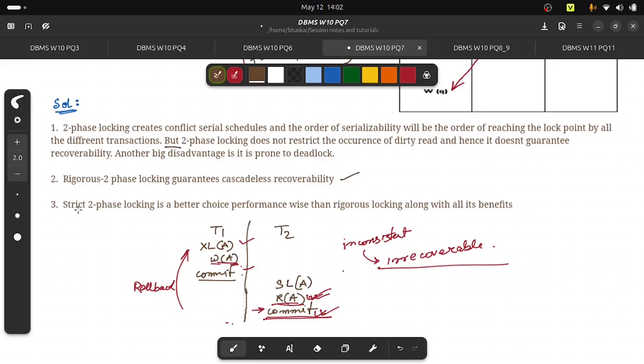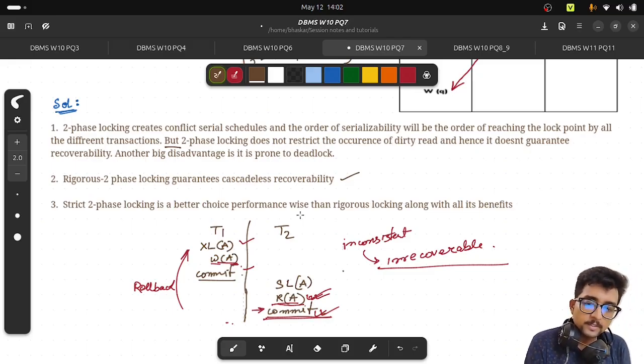Okay, fine. Then I have strict two-phase locking, which is a better choice performance-wise than rigorous locking, along with all the benefits. So strict two-phase locking is a little bit of an improvement on rigorous two-phase locking. Rigorous two-phase locking says I will directly commit without even unlocking. What is strict two-phase locking saying? That you hold the locks and do whatever you need to do, then you simply commit, and that is also fine. But what is the problem with a shared lock?